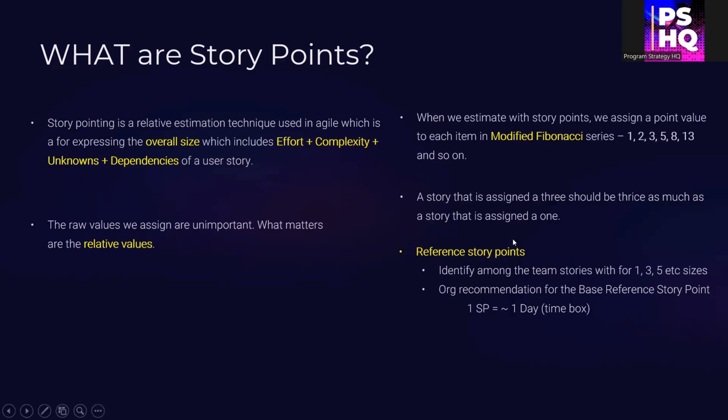And sometimes in a few orgs, they will standardize this practice, which means if there is a group of teams, it is recommended to have the same reference story points across teams. In that case, one of the common recommendations, and this is what the SAFe Scaled Agile Framework gives, is to have one story point approximate to 1 day of time box. It's not just 1 day of effort, but 1 day of time box, which includes effort, complexity, unknowns, and dependencies.